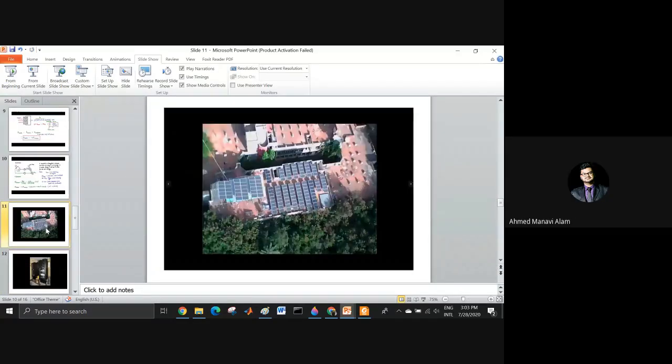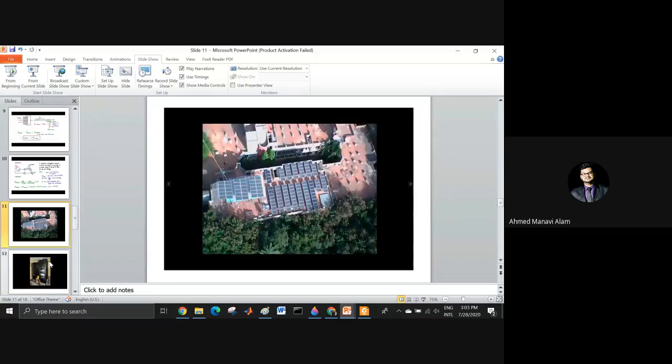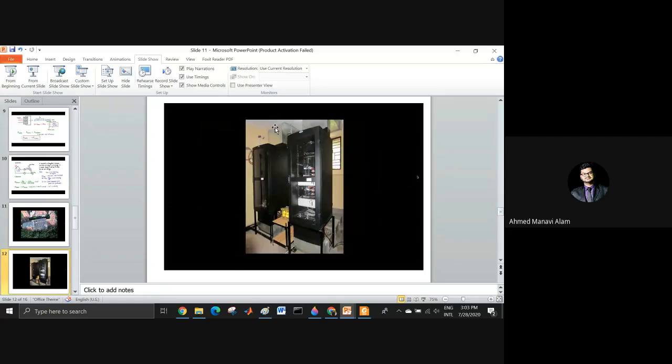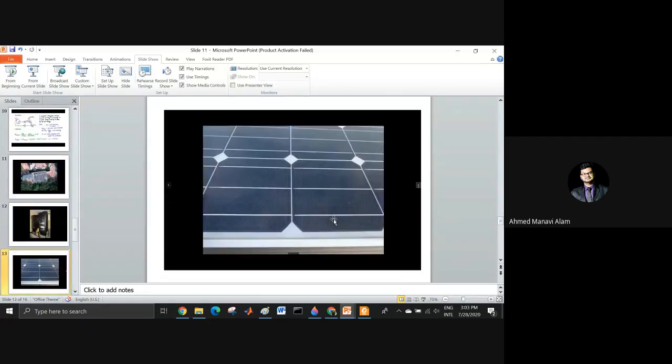Okay, so here you see our PV cells. This PV cell is connected to the grid lines, so inverters and converters are needed. These are the inverter converter control section. This is a closer picture of the PV cell.